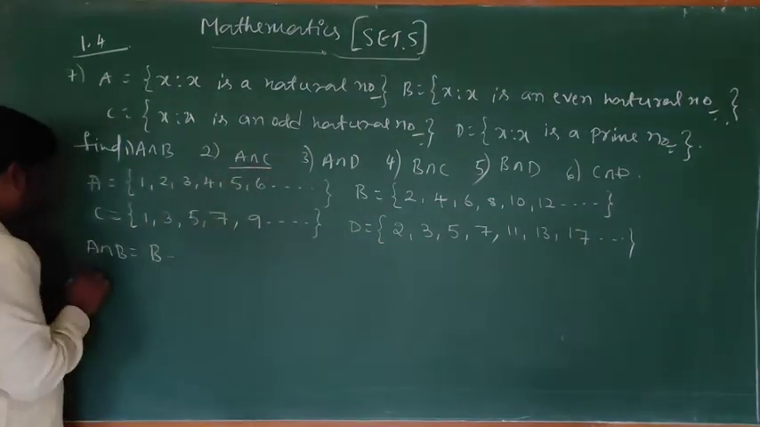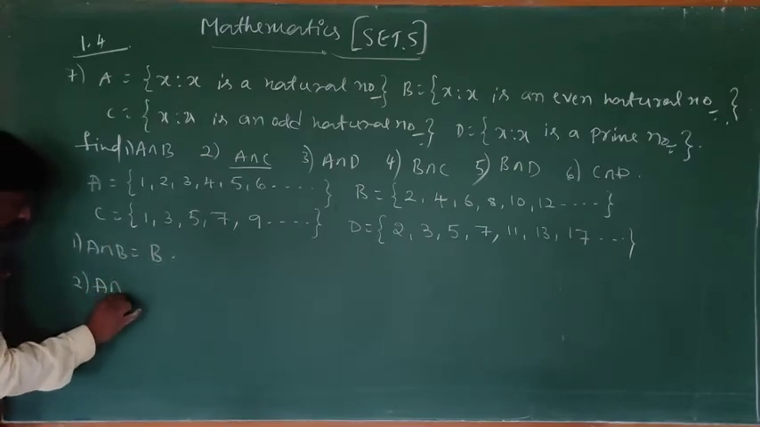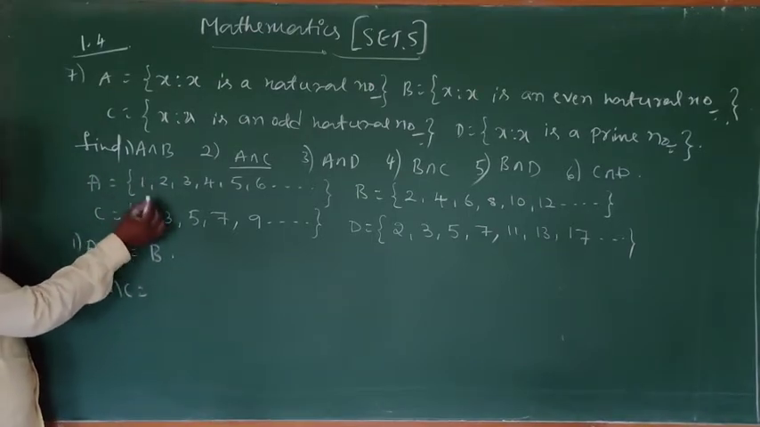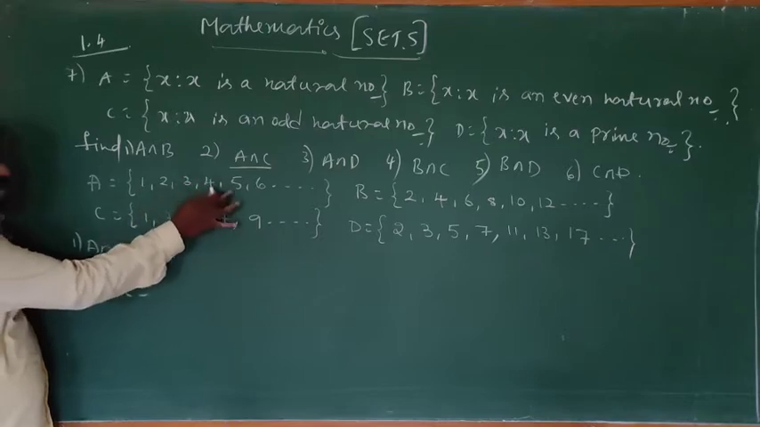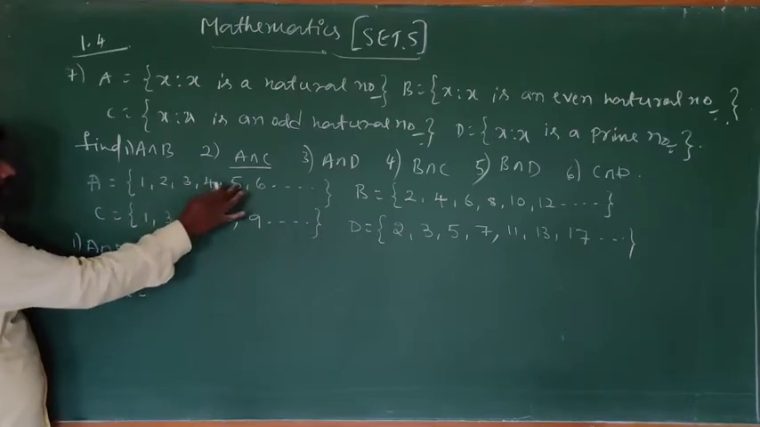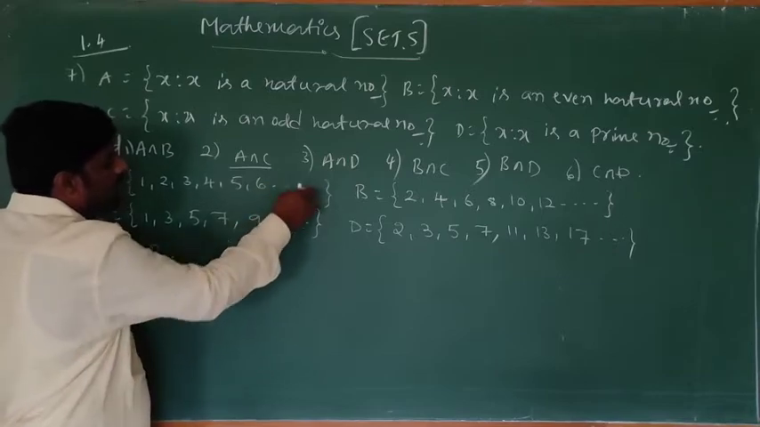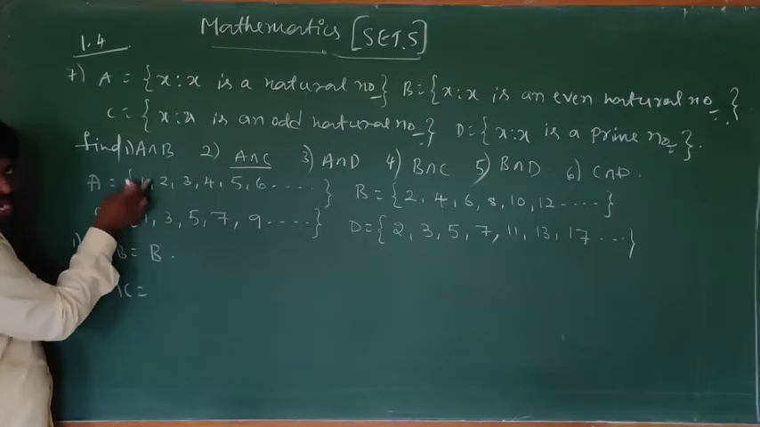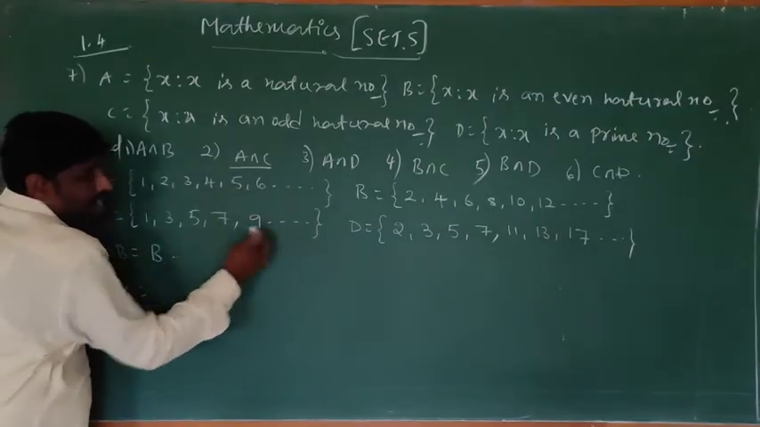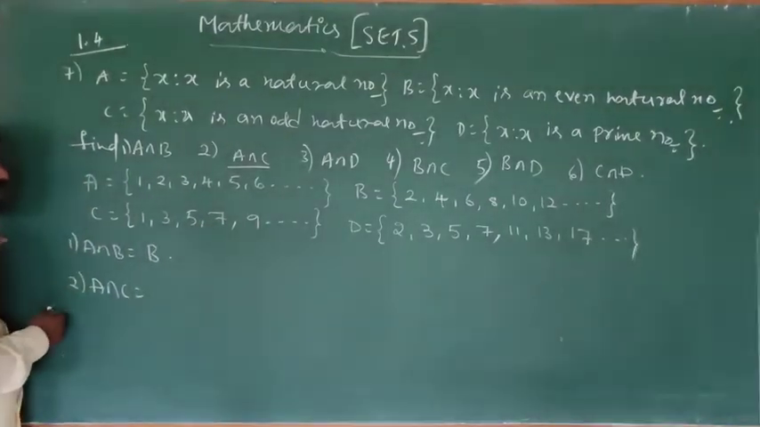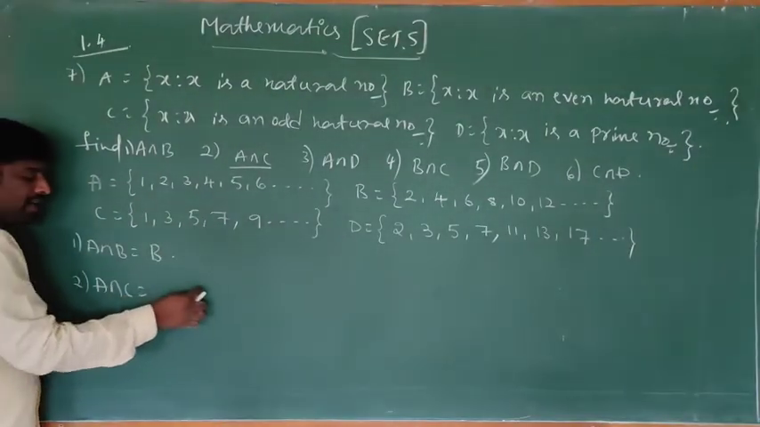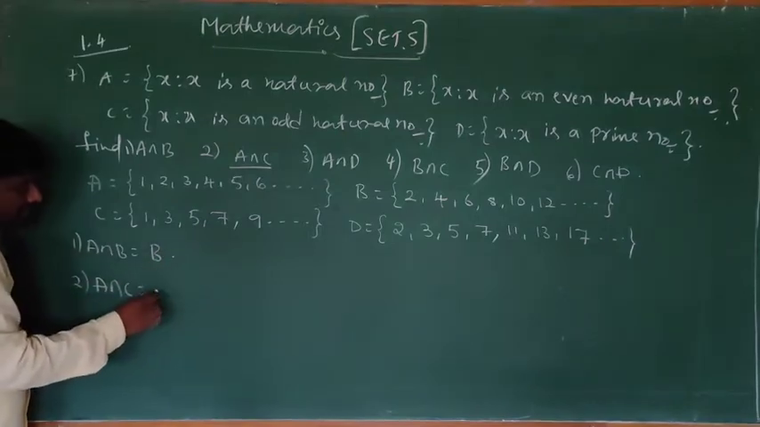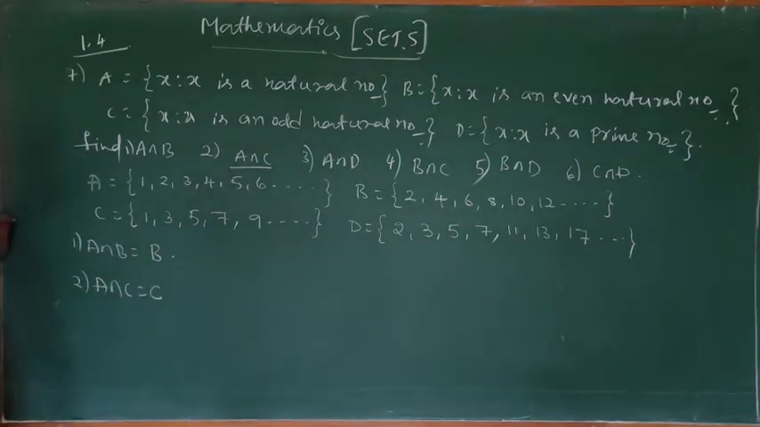Next question, A intersection C. This is A, this is C. The common elements of A and C are 1, 3, 5, 7, 9, 11, 13, and so on. So only odd numbers are common. Here also odd numbers are there, here only odd numbers are there. That means odd numbers are common. This is an infinite set, so we can't write all the elements. That's why it is the C set. A intersection C is equal to C.